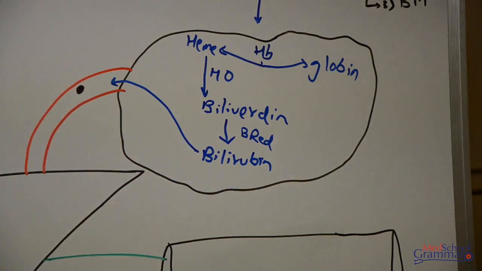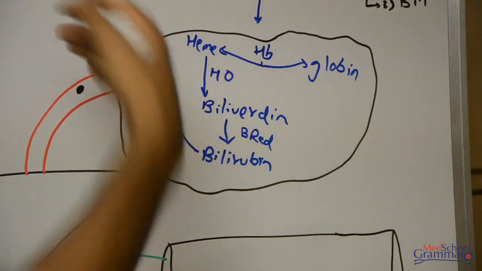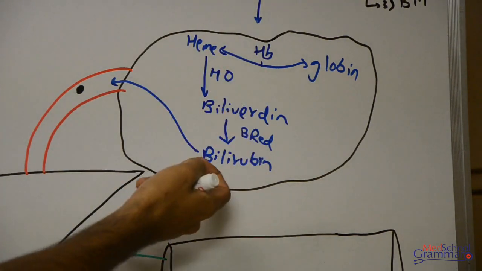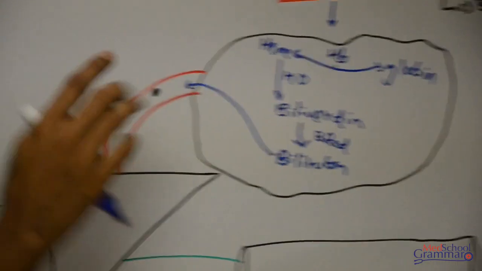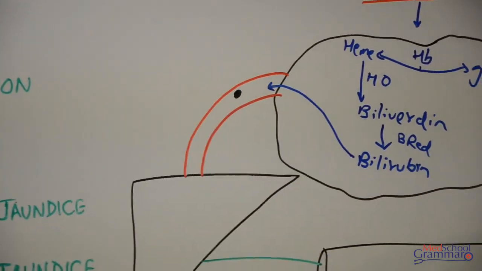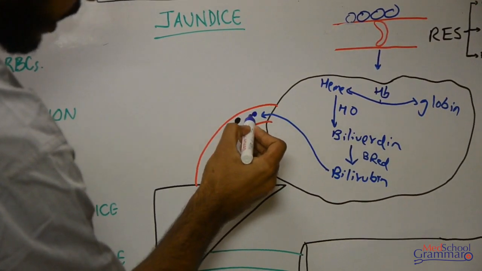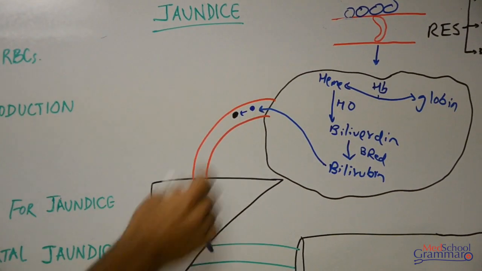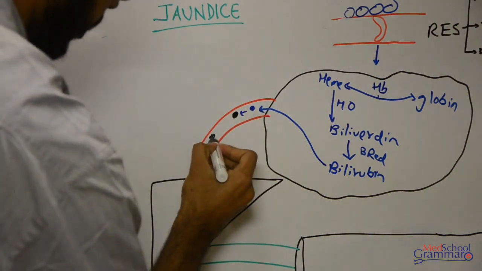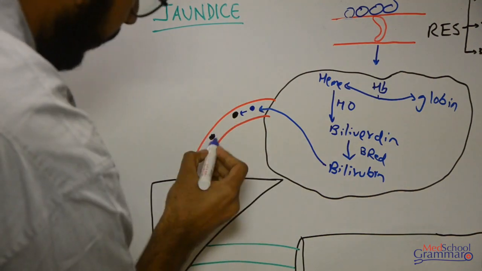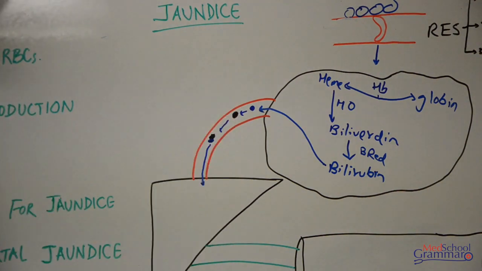Alright, clear till now? Very easy. Hemoglobin is taken up, broken into heme and globin. Heme is converted to biliverdin and then to bilirubin. Bilirubin is then released into the blood, into the circulation. Now, in the blood is present albumin. As we all know, blood has plasma proteins, and the major plasma protein is albumin. So this bilirubin will bind with this albumin, and this albumin-bilirubin complex, okay, this is the albumin and this here is the bound bilirubin. The albumin-bilirubin complex will travel and reach the liver.